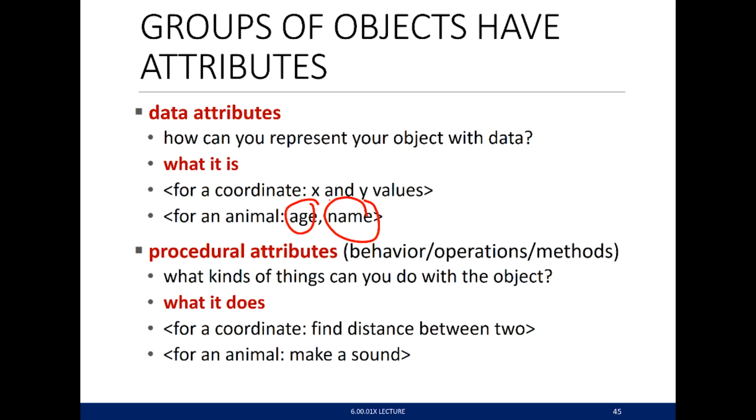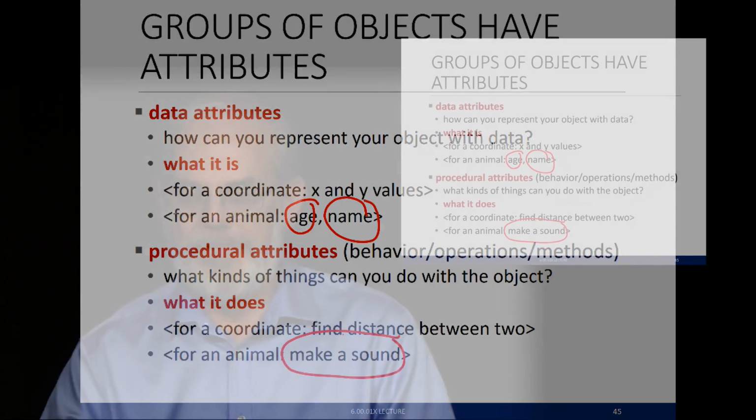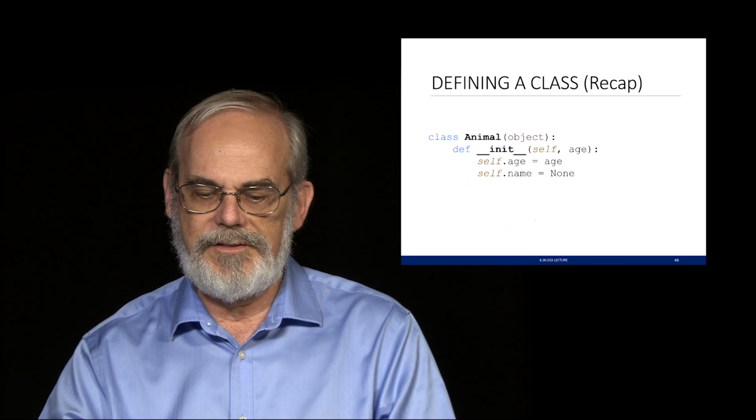What are the procedural attributes I want to have? Again, I did numerical things when I was talking about things like coordinates, but for things like animals, I might want to have methods that do other things, like have it make a sound. This is letting me generalize what procedural attributes could do, and that's going to make sense as we actually start building the animal.